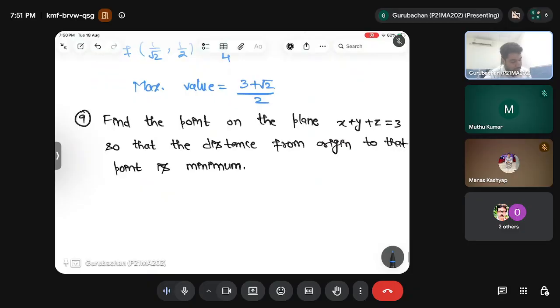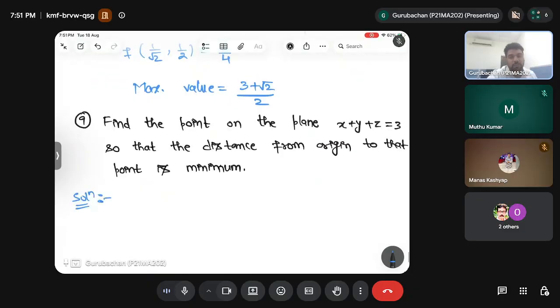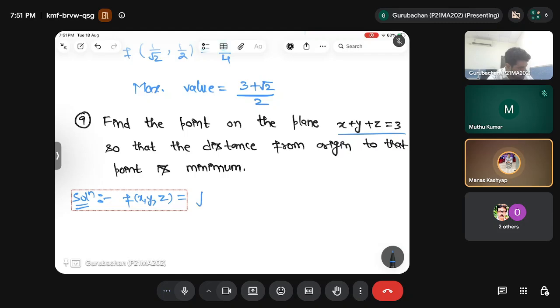So, any idea what is the function? Obviously, subject to the constraint you have given, x plus y plus z is equal to 3. What will be your function? What do you want to minimize? Tell me. Anyone? Manas? Root under x square plus y square plus z square. Correct. So we want to minimize the distance.